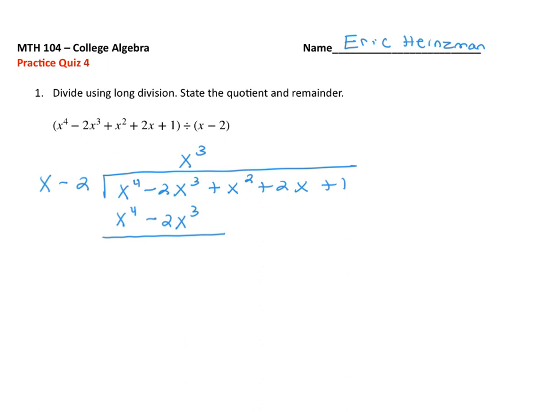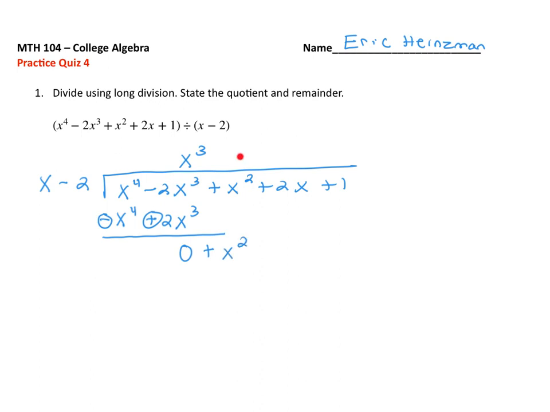Now we subtract what we put here from what is above, so we get minus x to the fourth, and we get plus 2x cubed. I'll put a circle around these to indicate that I changed their signs. And when we subtract these, you actually get 0. Now we bring down the x squared.